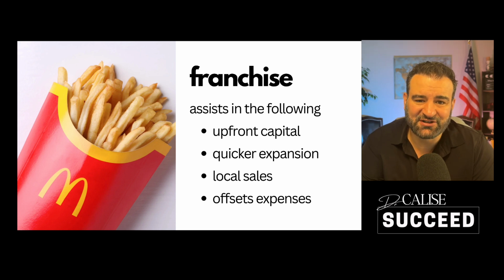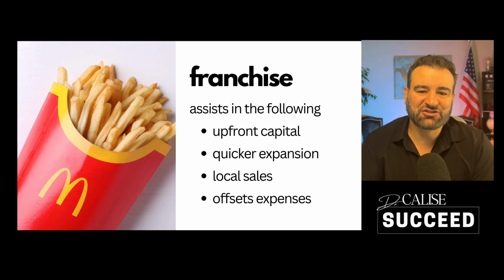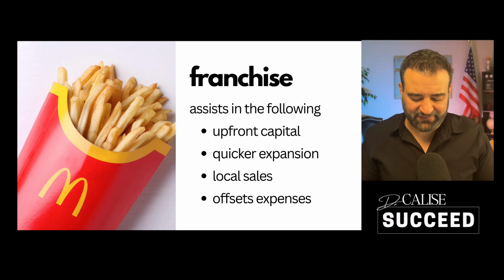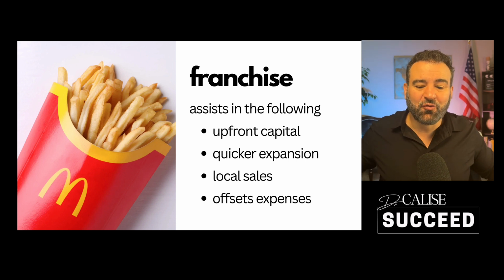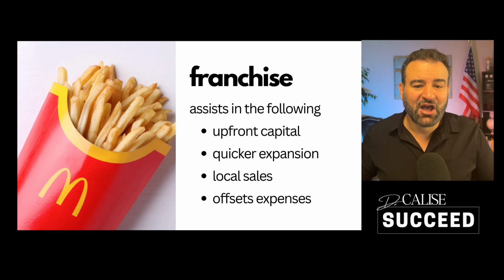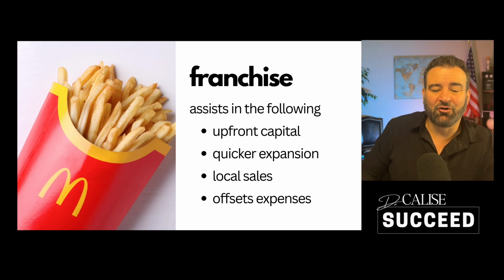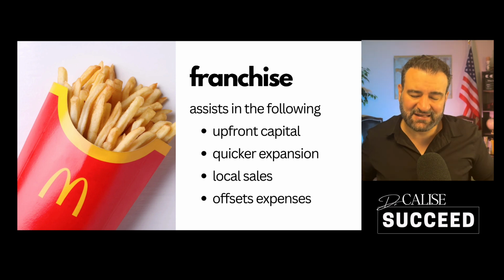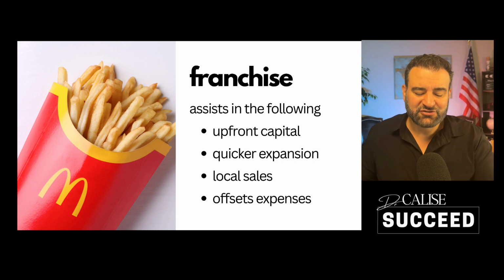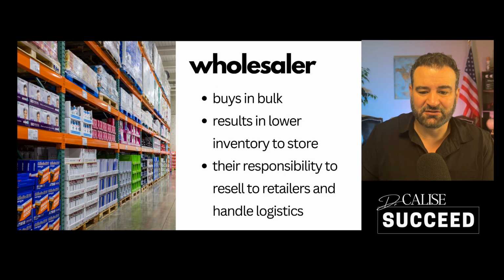So what the franchisor does is they have a local location. They assist in upfront capital because they've got to give you money up front to actually buy into the franchise. It's quicker expansion because instead of you having to create 1,000 stores, you have 1,000 franchise owners who are creating and operating the stores. You actually have people in local environments to help you with the sales, and obviously it offsets expenses because you have a steady flow of people buying from you. So a franchise model is a potential.